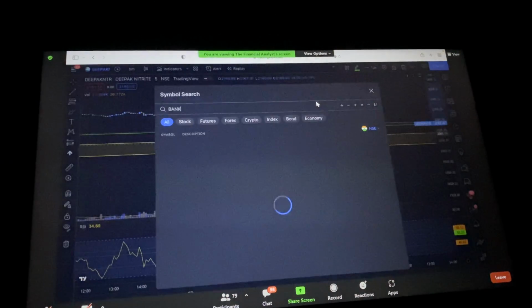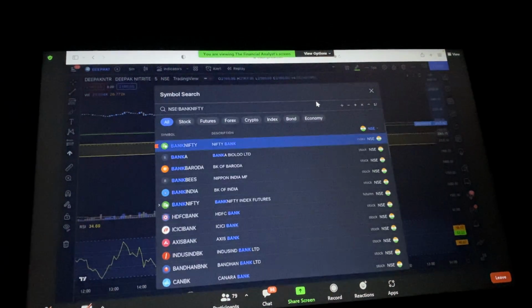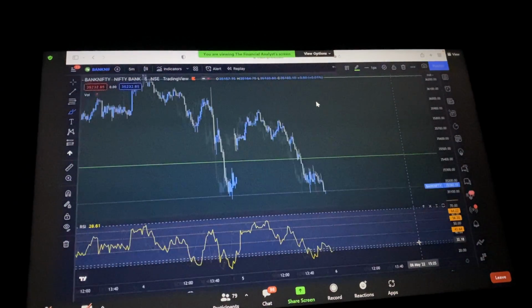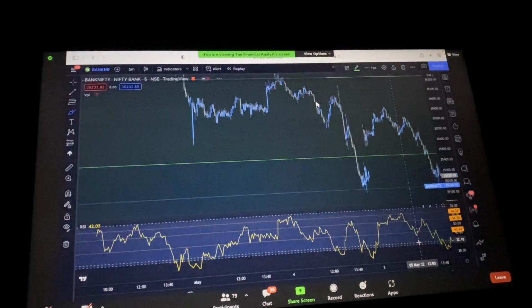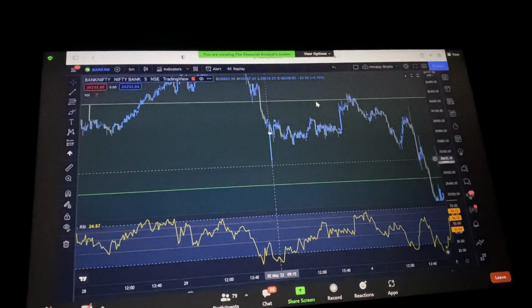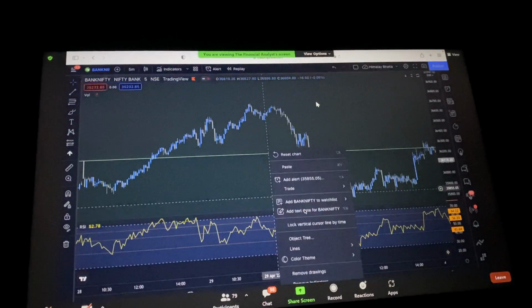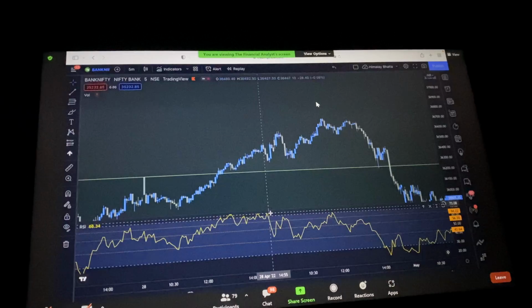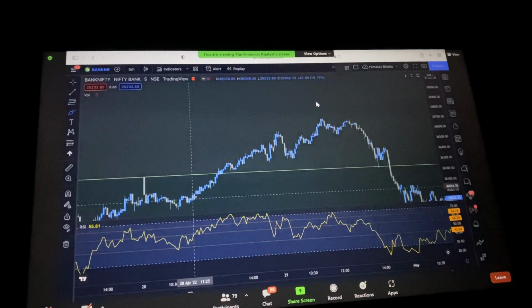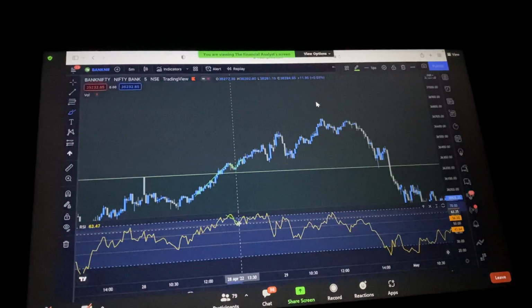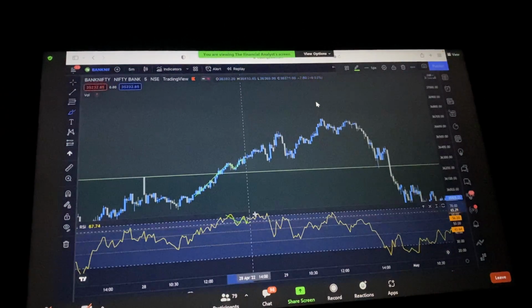Nifty, Bank Nifty में. Let me see Bank Nifty also. So this is again an example over here. Markets were forming that higher high, higher low. Where do we take an entry? Every time RSI is coming to the support level, you can buy.